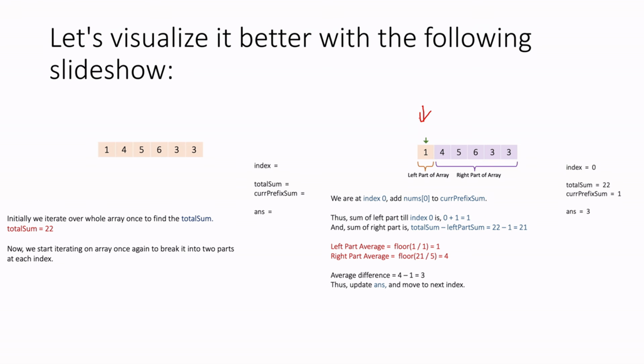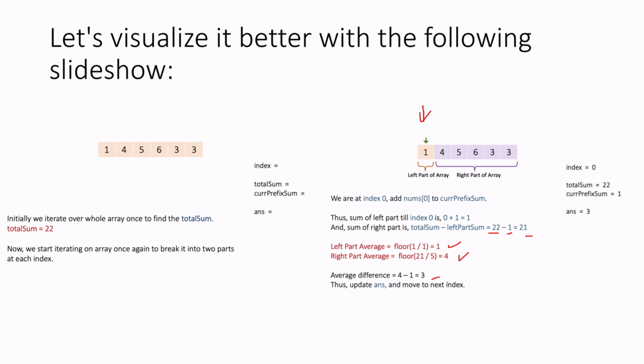So at index 0, what happened? Total sum is 22 and the current prefix sum is 1. So the answer will be 3. How? We are at index 0, and we add to the current prefix sum: 0 plus 1 is 1. The total sum we know is 22 and the current sum is 1, so 22 minus 1 is 21. The left part is 1 by 1, which is 1, and the right part is 21 by 5, which is 4, the floor value. The difference 4 minus 1 is 3, and that's why the answer is 3.